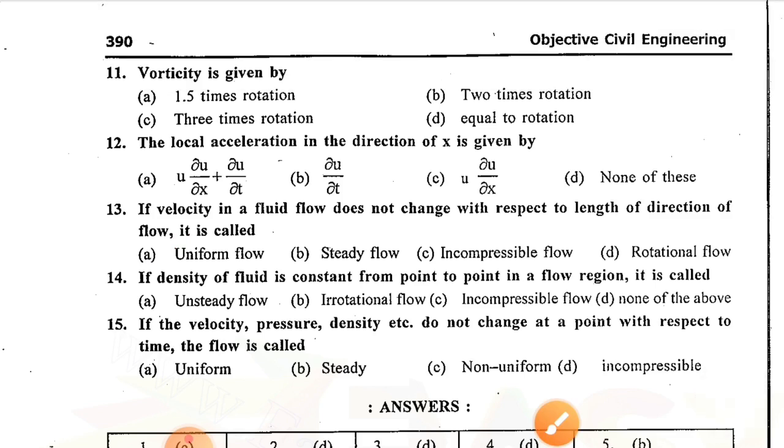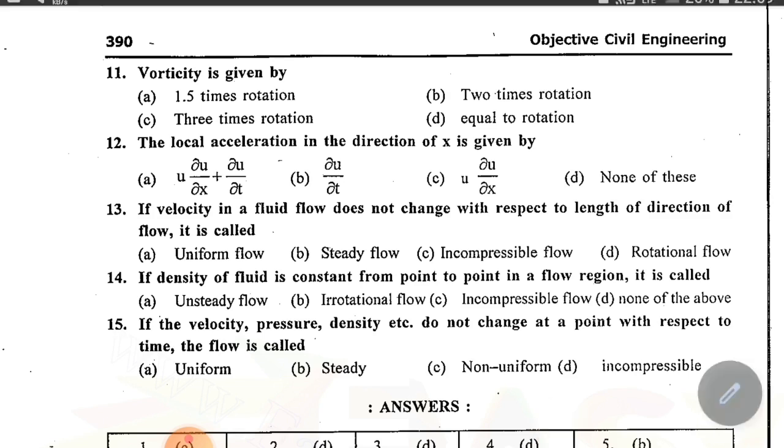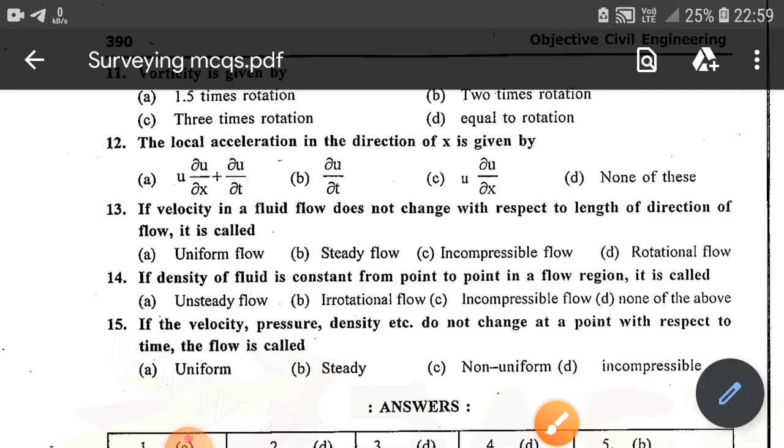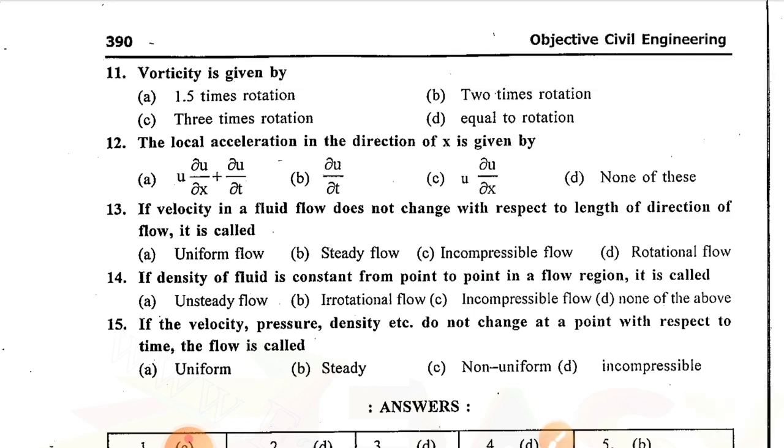Question number 14. If density of fluid is constant from point to point in a flow region, it is called. Option C is correct, incompressible flow. Question number 15. If the velocity, pressure, density, etc. do not change at a point with respect to time, the flow is called. Option B is correct, steady.